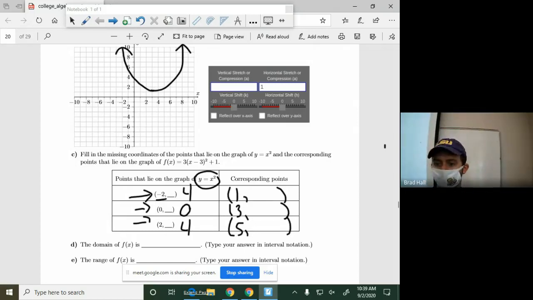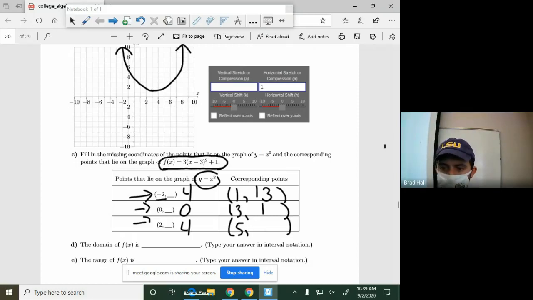And from there, you're just plugging all of those into the function we started off with. This is seeing how these points transform after we apply all the transformations. So we're not plugging those into y is equal to x squared. We're plugging those into the original function we were dealing with, 3 times x minus 3 squared plus 1. So now we plug 1 into that. 1 minus 3 is -2, squared is 4, times 3 is 12, plus 1 is 13. So you just plug in 1 into that function, you should get 13.